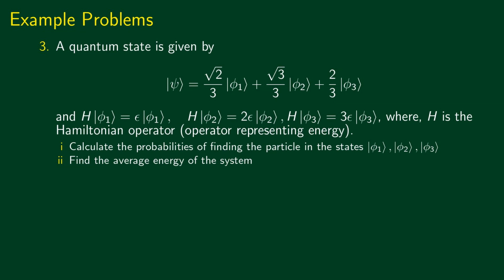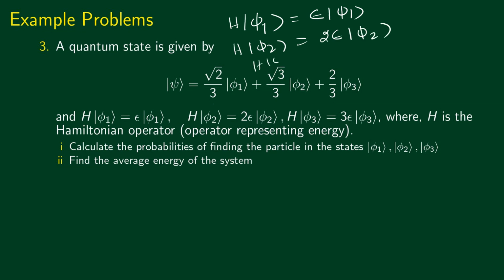Here's another problem. A quantum state is given by ket psi equal to root 2 by 3 ket phi 1, plus root 3 by 3 ket phi 2, plus 2 by 3 ket phi 3. It's given that phi 1, phi 2, phi 3 are eigenkets of an operator denoted by H. H phi 1 is equal to epsilon multiplied by phi 1, H phi 2 is equal to 2 epsilon multiplied by phi 2, and H phi 3 is given by 3 epsilon multiplied by phi 3. The eigenvalue equations are given.